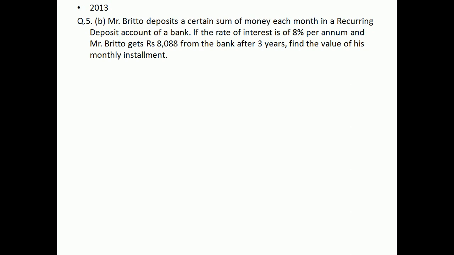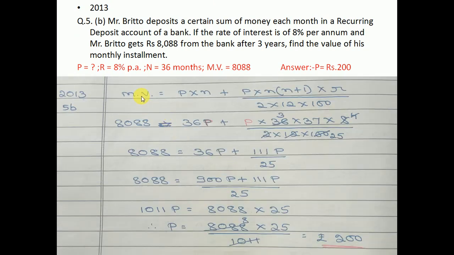Find the monthly installment. See, we don't know the principal, so we can't calculate the interest, but known to us is the maturity value. That is the reason I use the maturity value formula. Maturity value is equal to P into n, plus the interest. Maturity value is 8,088. P is not known to you, but n is 36, so it is 36P. P is not known to you. n plus 1 into R, simplified. Then it becomes 111P by 25.